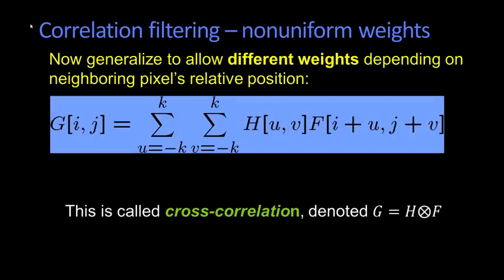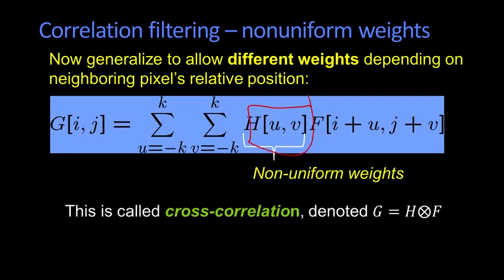And what that means is instead of having 1 over 2k plus 1 squared, we're going to have a different weight at each location. And so these non-uniform weights are written here as h of uv. And those are simply the weights that you're going to still sum over the whole thing, but now these different weights are going to be applied as you move around inside that mask. This operation is referred to as correlation or the cross correlation, and if written as here, we would say that G was the correlation or cross correlation of H with F.